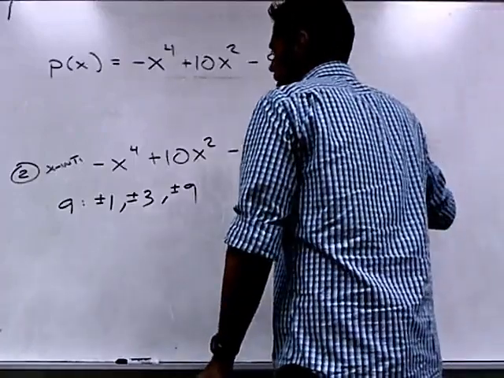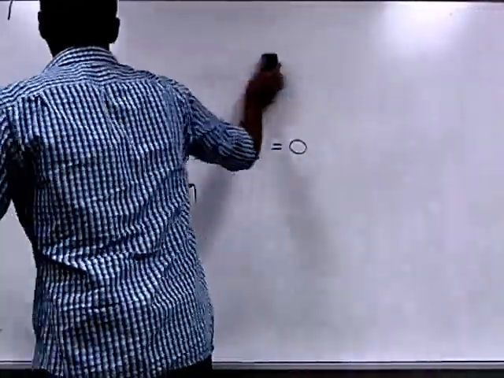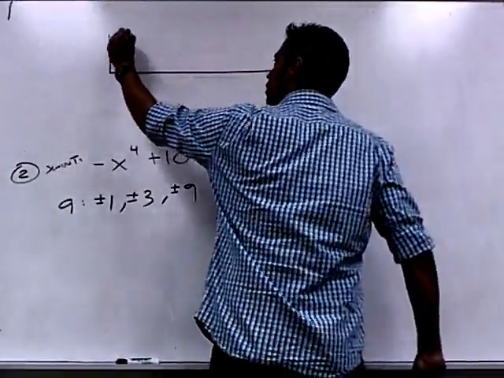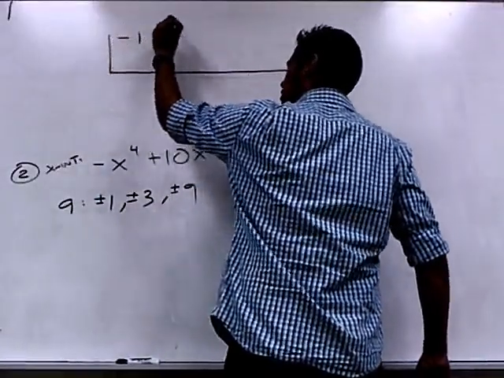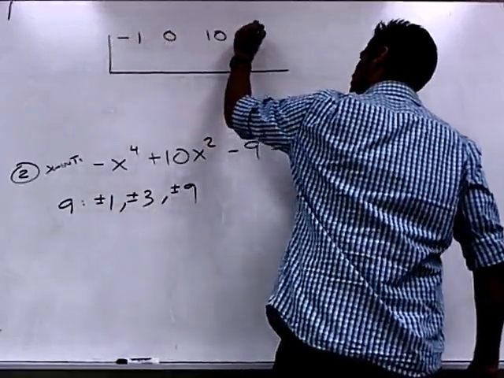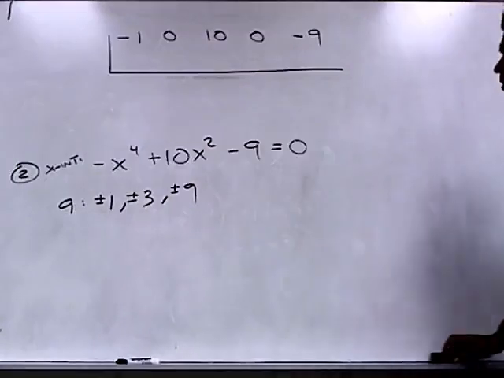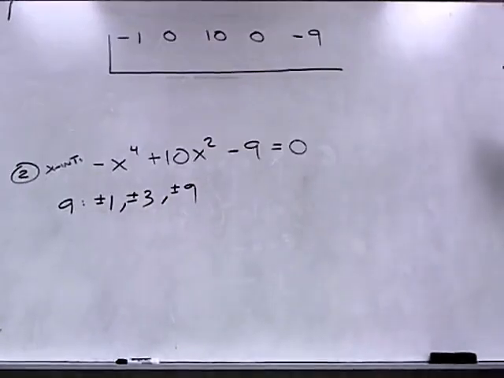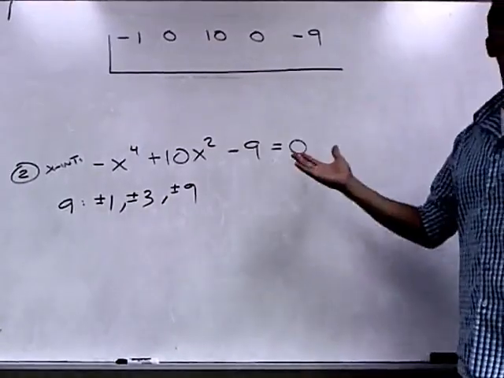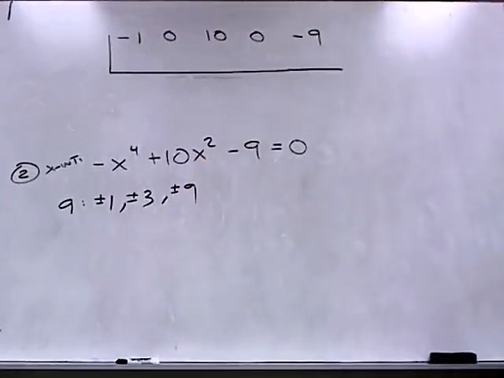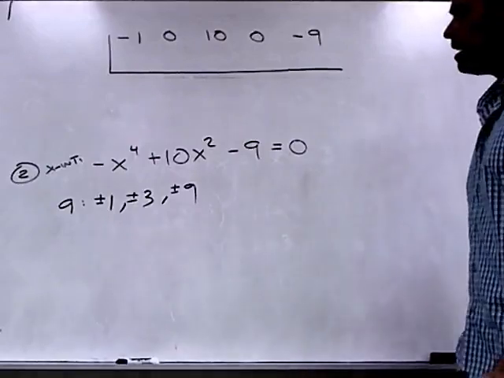So what's it going to be? I'm going to have -1, 0, 10, 0, -9. Now what normally happens if you forget a 0? It's all wrong, right? It's not one of those things where you just forgot this. No, you forgot the 0, everything's going to be off after that. So be real careful, pay attention there.